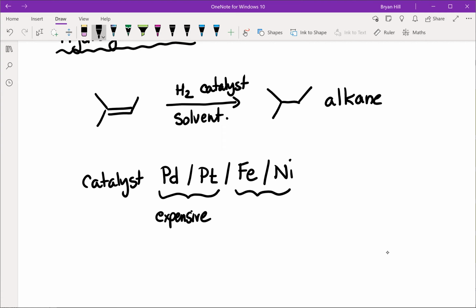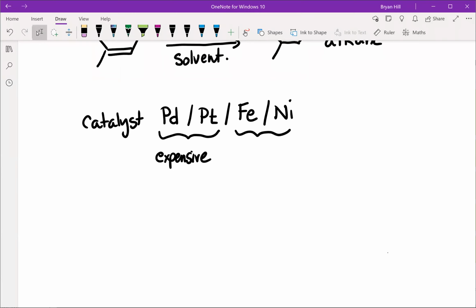So there's quite a bit of research going on around nickel and iron catalysts to allow these to take place at lower temperatures, so it'd be more effective. The one that we'll see the most is palladium on carbon. Activated carbon is this black sooty looking stuff. With palladium on carbon, palladium is basically infused on the surface of that carbon.